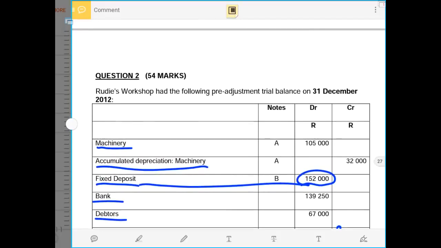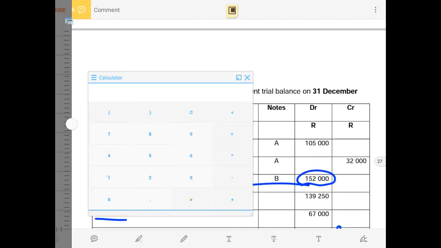So if we take 152,000 rands, multiply that by 5 and divide that by 100, it should give us the interest that was supposed to be received for the current year. So the interest that was supposed to be received is 7,600.